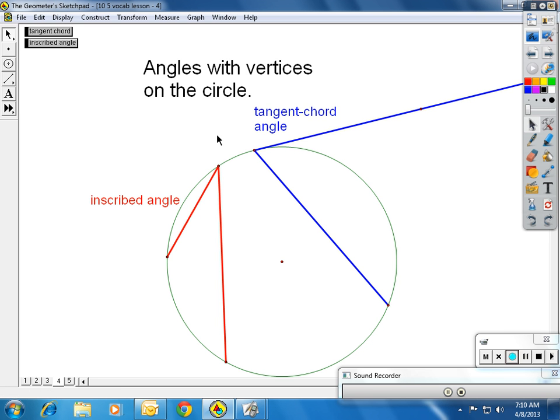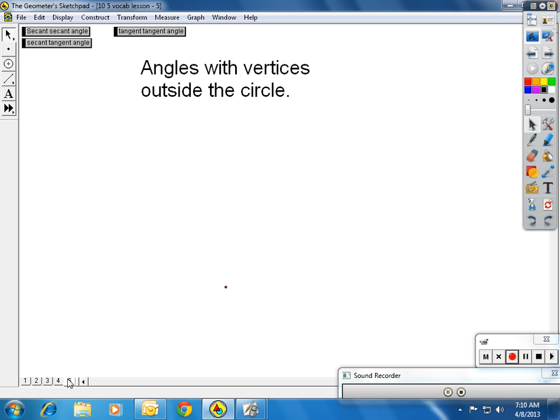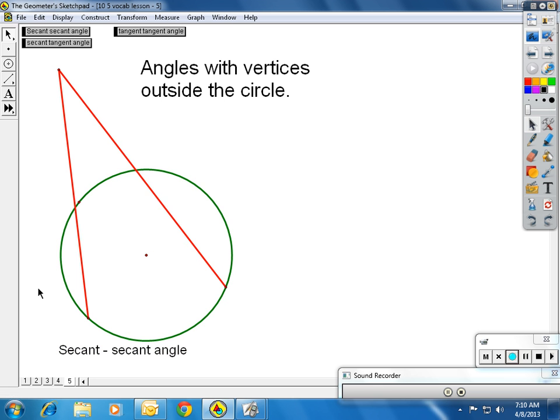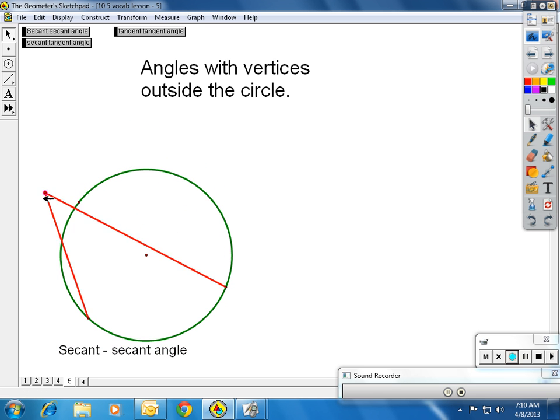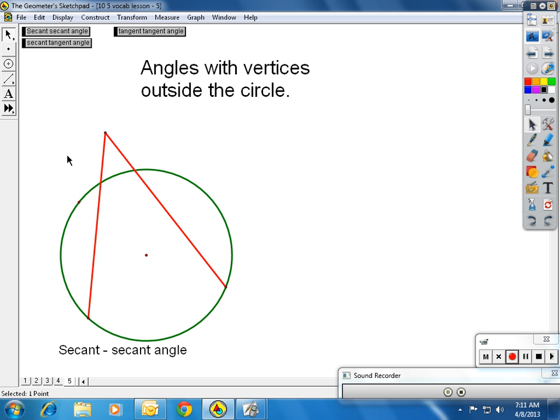Okay? And finally, angles with vertices outside the circle. Let's look at the first one, secant. You can see here that I've got 2 secants. This is a secant segment joined with another secant segment, and its vertex is outside the circle. Hence the name secant angle. Okay? You can see how this angle can look. I can drag this around. Okay, that's always a secant.